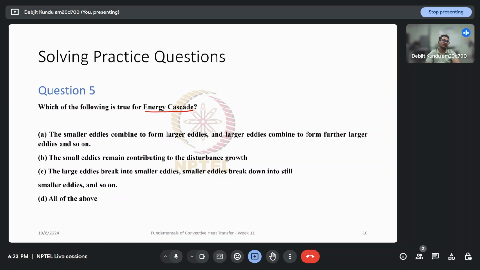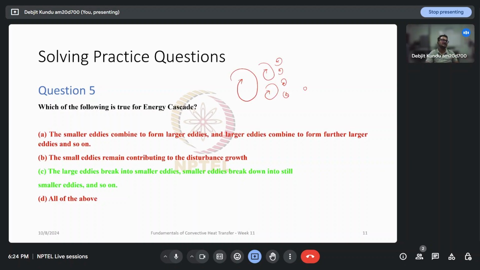Option A, or statement A, is that the smaller eddies combine to form larger eddies and larger eddies combine to form further larger eddies and so on. Option B says the small eddies remain contributing to the disturbance growth. And statement C says that the large eddies break into smaller eddies, which break into still smaller eddies, and so on. And option D says all of the above. Which one do you think is correct with respect to energy cascade? Let's look at the solution.